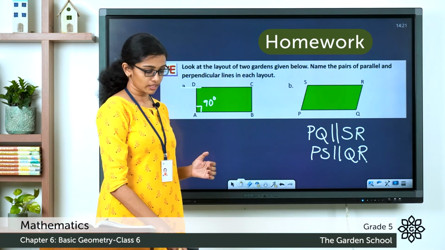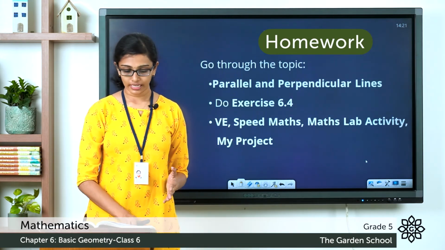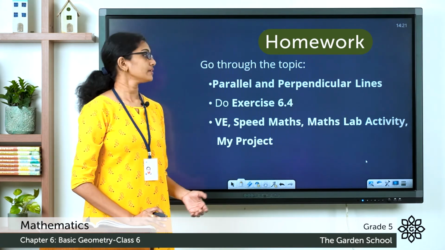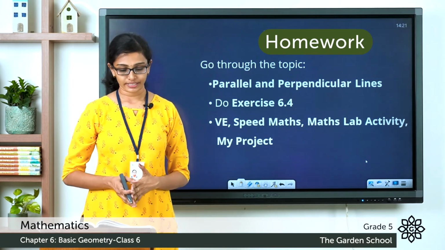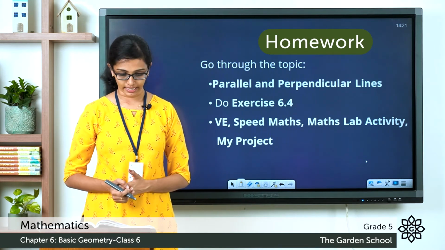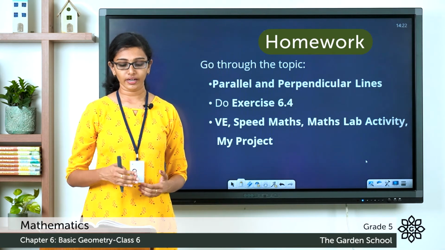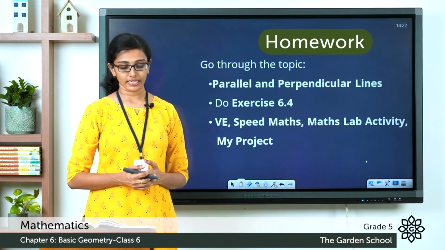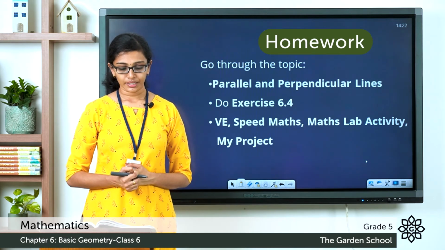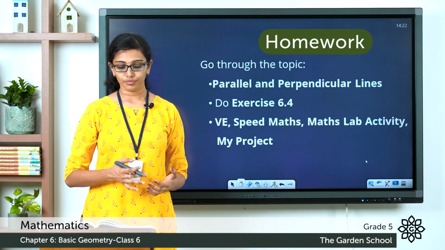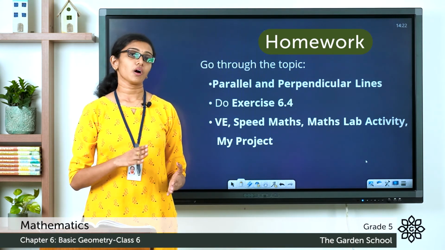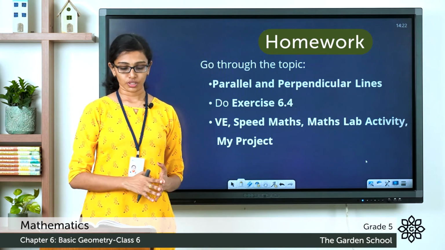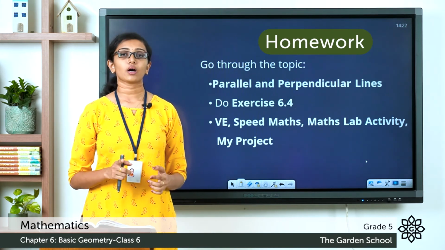So, children, you can go through the topic parallel and perpendicular lines on page number 109 of your textbook. Then, you have to do exercise 6.4, which is on page number 110. The first question is to identify and mark parallel and perpendicular lines in the following figures. This one you can do in your textbook itself. The second one, identify the right angles, acute angles and obtuse angles in the given figure. You have already learned about the different types of angles. So, from the figure, you have to identify which are the right angles, acute and obtuse angles.